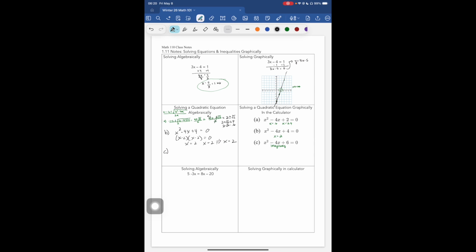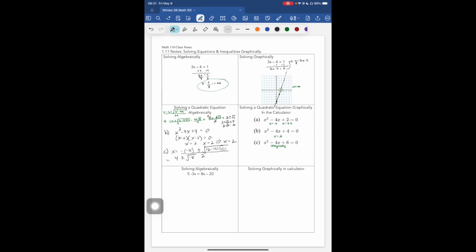I'm going to, again, use the quadratic formula, because as I'm looking at 6, I know that the factors of 6 do not equal negative 4 when adding them up. And so let's plug it in. We're going to say x equals negative 4 plus or minus the square root of 16 minus 4 times 6, all over 2.